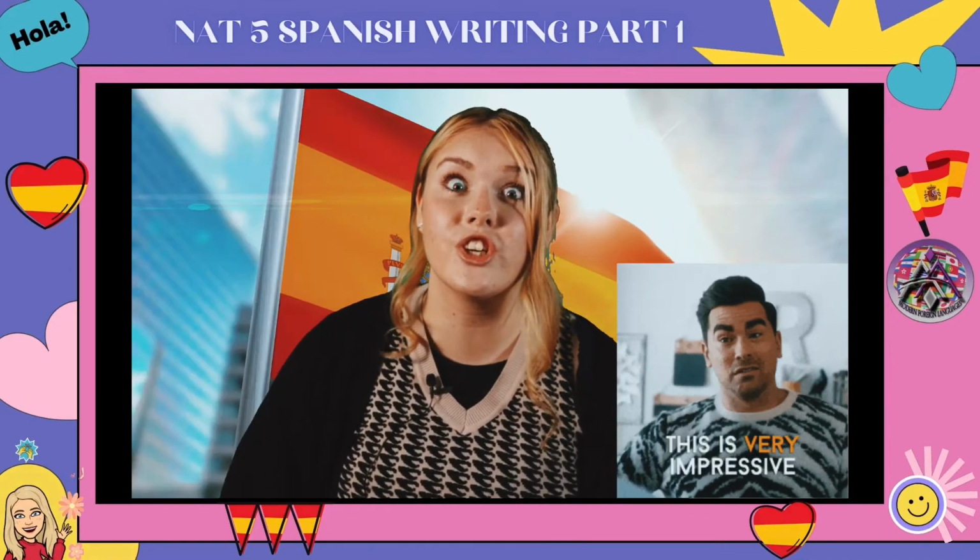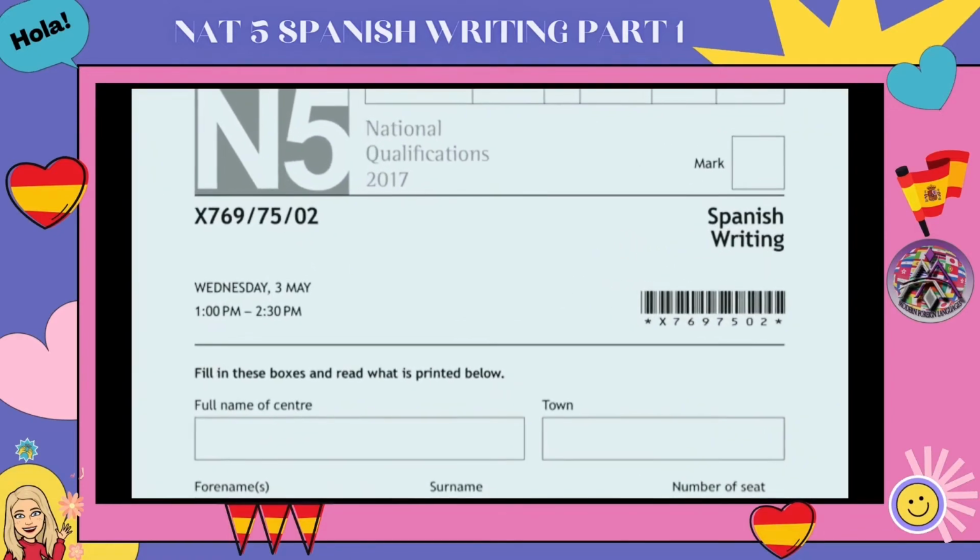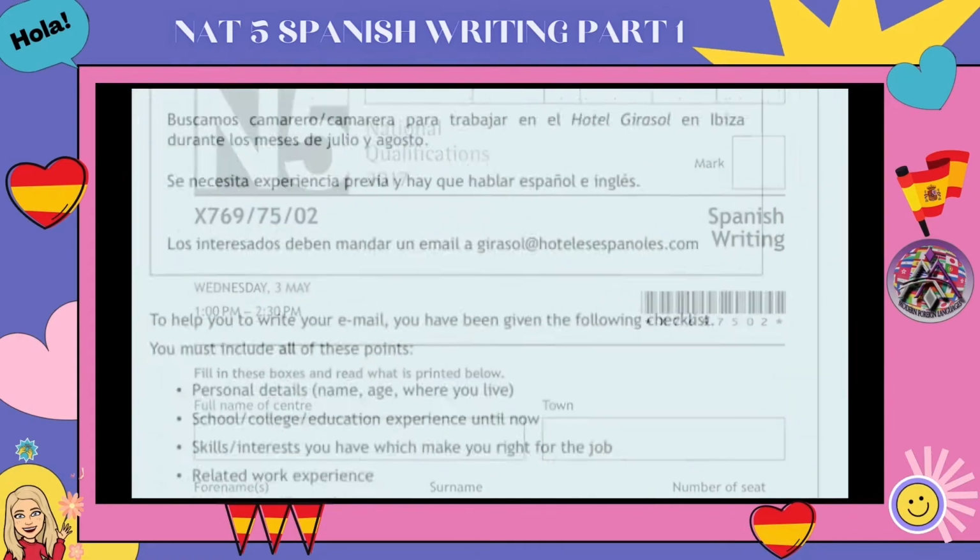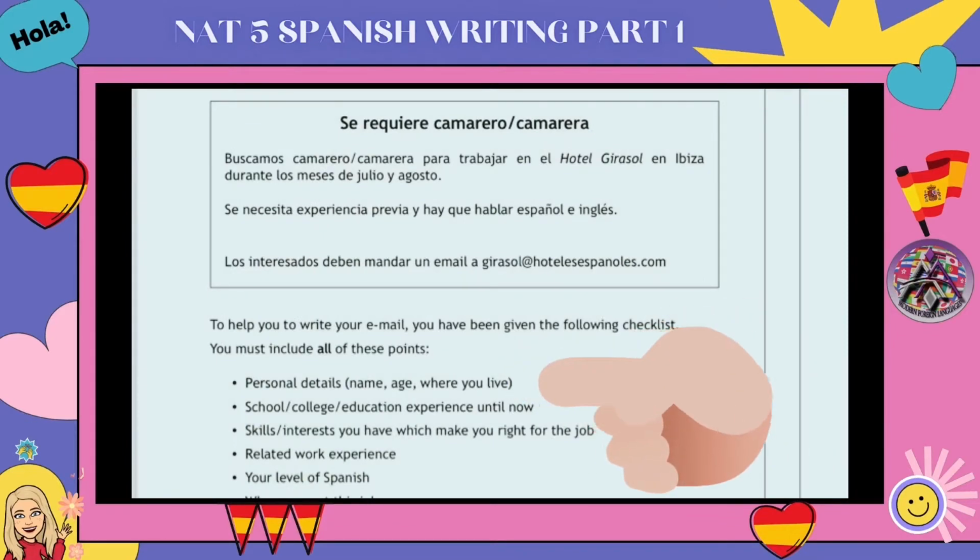So I would encourage you to include it in your writing. Right, let's get started with our 4 predictable bullet points. Bullet point number 1, your name, your age, and where you live.